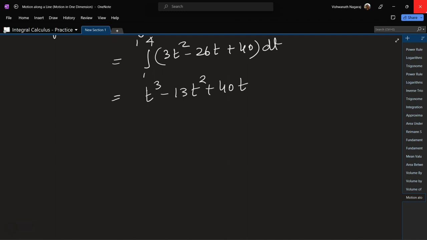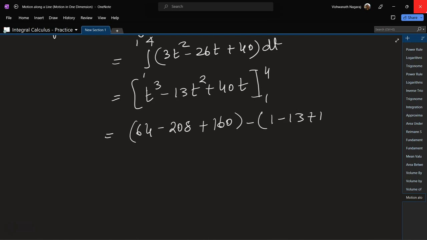Yes, and since it is a definite integral, the constants will cancel out each other. So we have 1 to 4. This would be equal to, if we substitute 4, 4 cubed is 64, minus 4 times 4 is 16, 16 times 13 is 208, plus 160, minus 1 minus 13 plus 40, which gives us minus 12 units as the displacement.